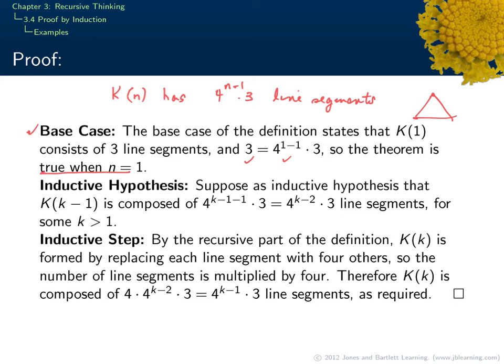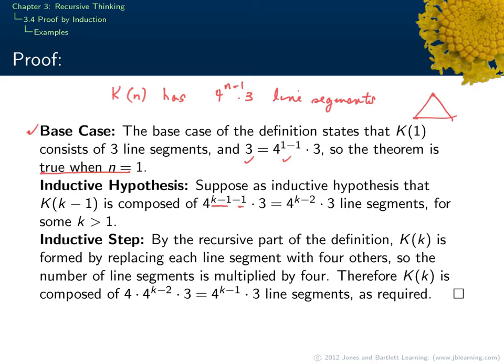And now we have the induction step. So our hypothesis is for some k bigger than 1, let's suppose or imagine a world where the statement is true for the k minus first figure. That is, the k minus first figure is composed of 4 to the k minus 2 times 3 line segments. And then what we want to do is show that that implies that the kth figure is composed of 4 to the k minus 1 times 3 line segments.